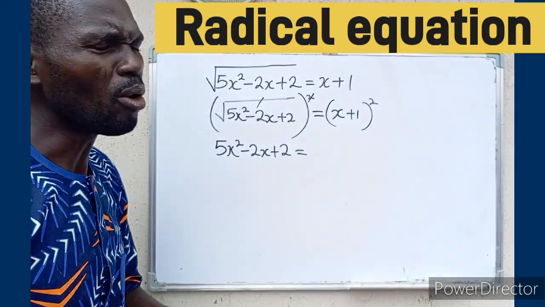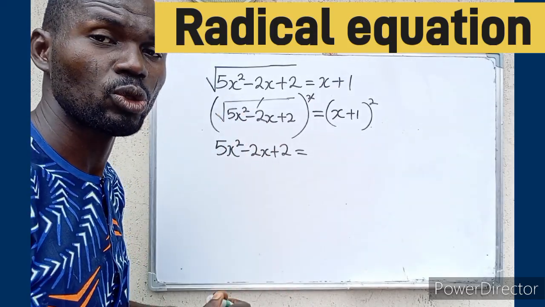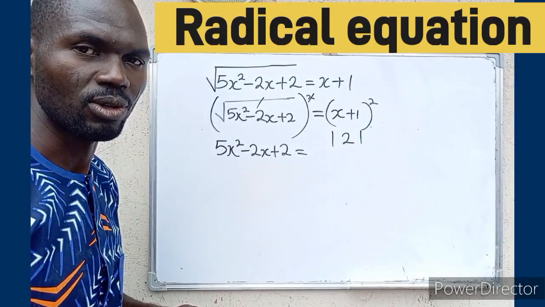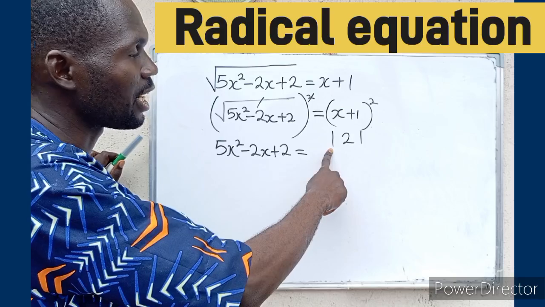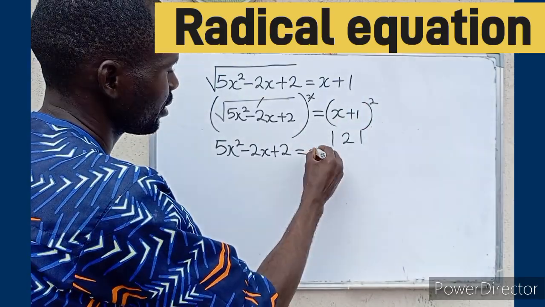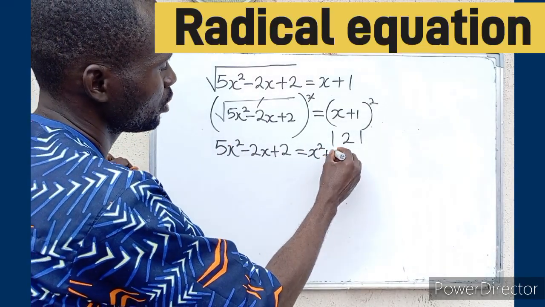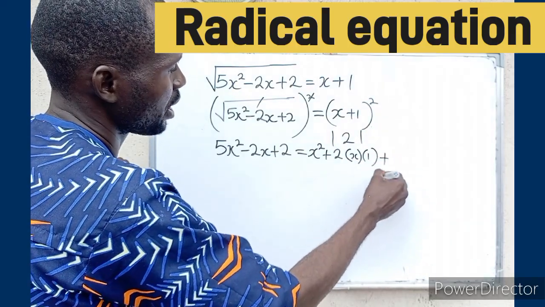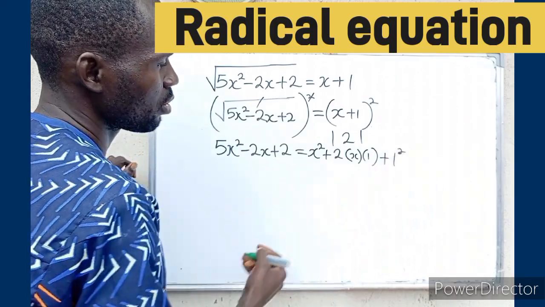So when you square this, don't bother yourself with opening two brackets. There's a short way of doing that. Use what we call Pascal's triangle, and that will give us 1, 2, 1. You understand? How do you go about it? 1 times x squared will give me what? x squared. Then 2 times x times 1, plus 1 times 1 squared will give me what?